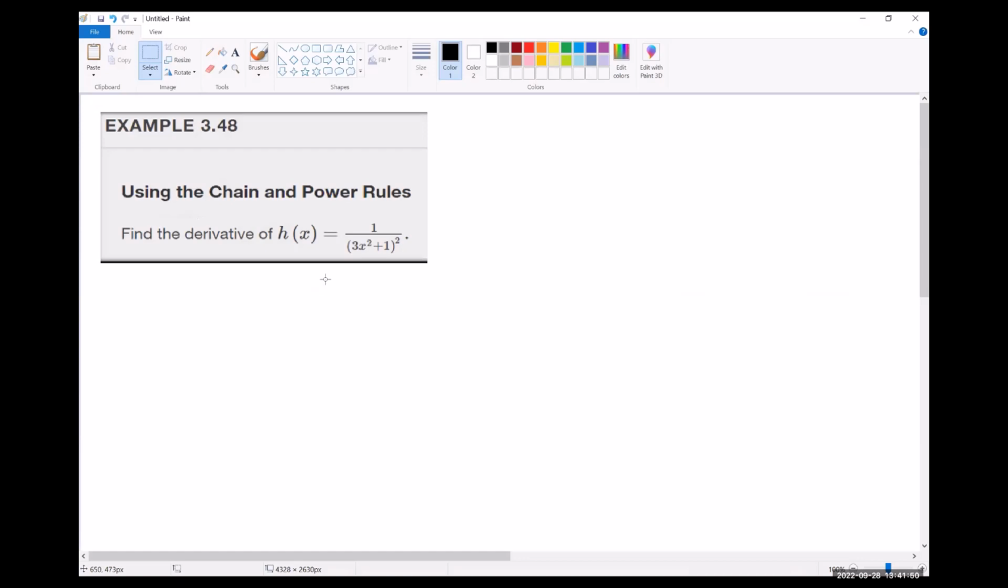For this example, it is a good idea to take h and rewrite it. I'm using the power rule, but I'm mainly using the chain rule, because the power rule that I briefly displayed is an application of the chain rule. So what I'm going to do is rewrite this function.